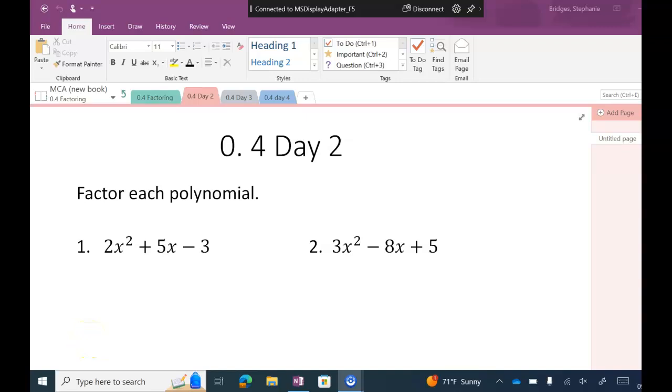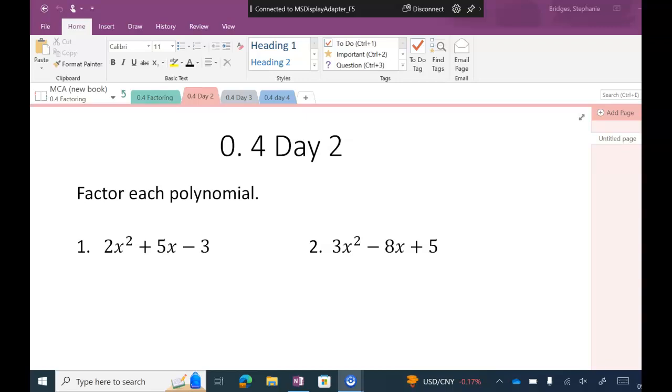So we're going to start with number 1, 2x squared plus 5x minus 3. These are different. First of all, we still are going to look for GCF before we start. Does 2, 5, and 3 have anything in common? No. Okay, so there is no GCF. These are different because there is a number other than 1 in front of x squared. So we have to approach these a little bit differently.